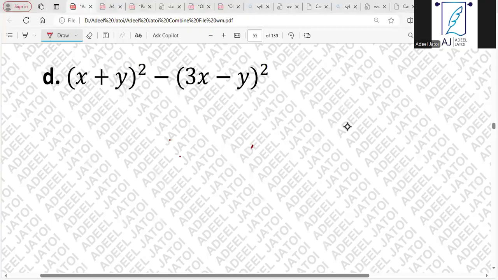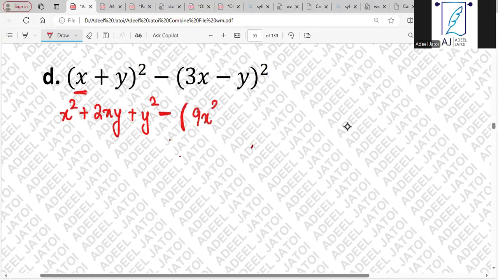Okay, part D now. Just another example question. Now what do we do? x plus y whole square. This will be opened as x square plus 2ab in between, right? So 2xy plus y square. Remember, there's a negative sign outside the bracket. So we open this bracket. So this will be 9x square minus 6xy plus y square.